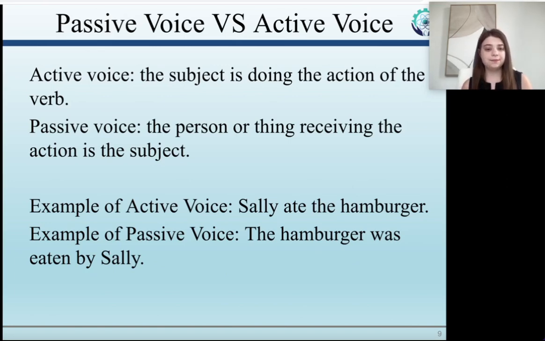So another example here says, Sally ate the hamburger, right? That's the active voice because Sally is the doer. She's the person doing the verb. She's eating that hamburger. Whereas an example of passive voice is when it says, the hamburger was eaten by Sally, right? And so now the hamburger is the subject, but the hamburger didn't eat something. The hamburger is the receiver of the action, right? The hamburger received being eaten, right? The hamburger got eaten.